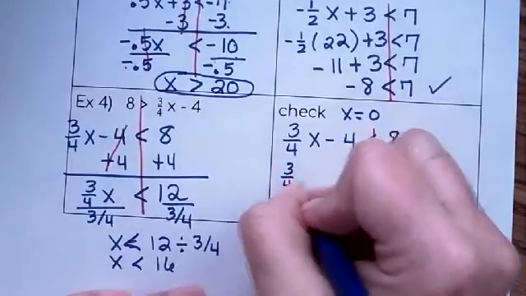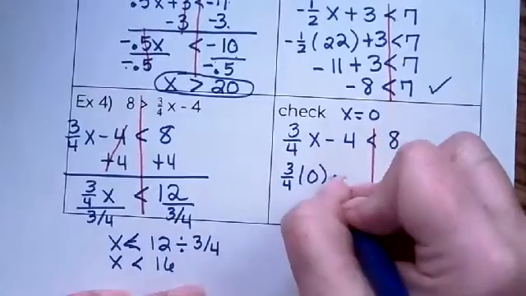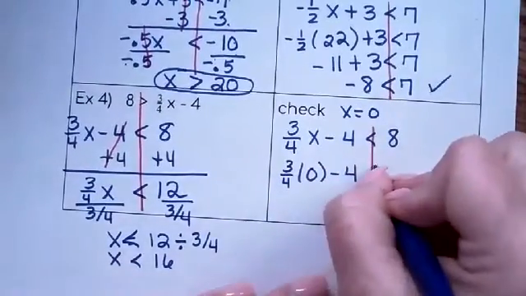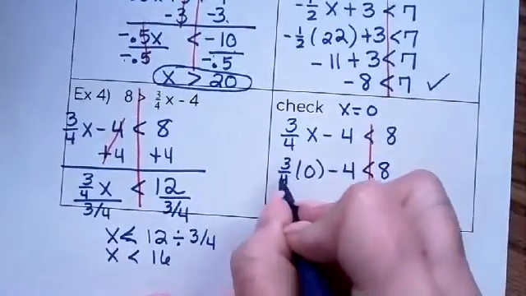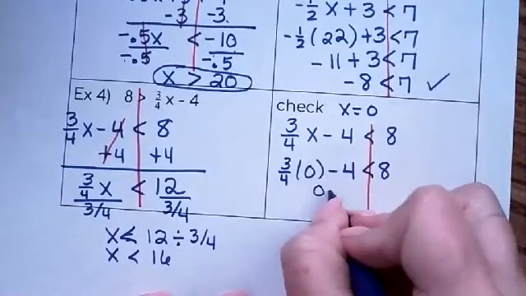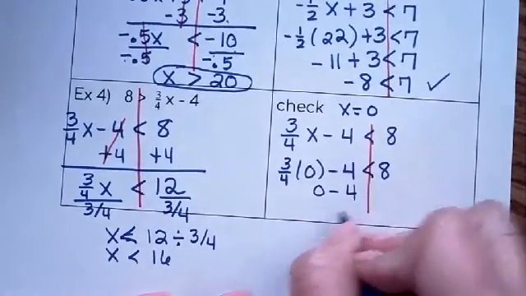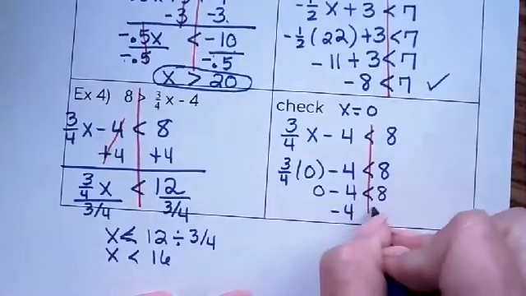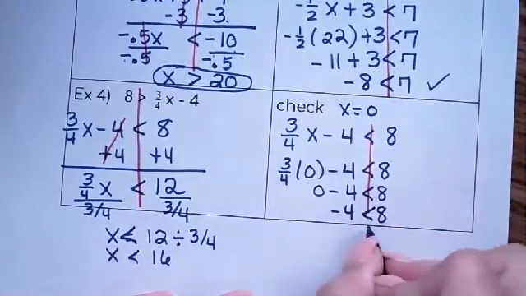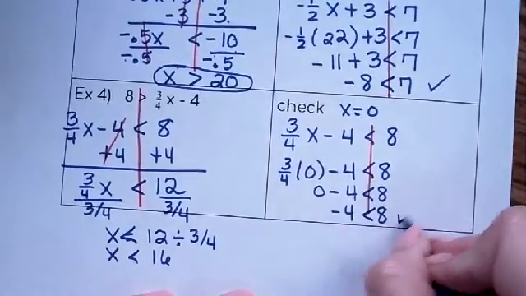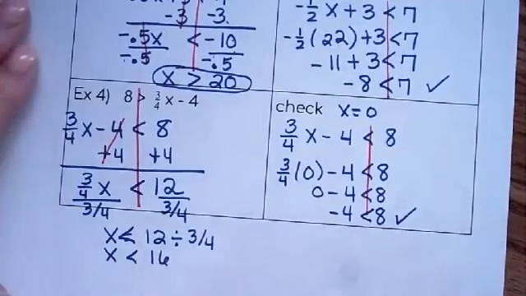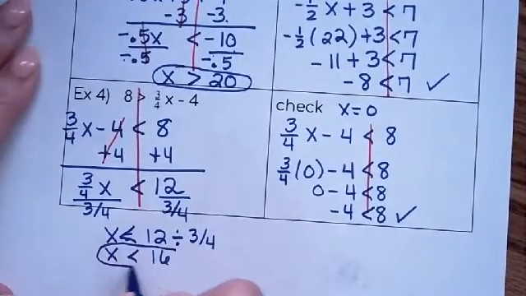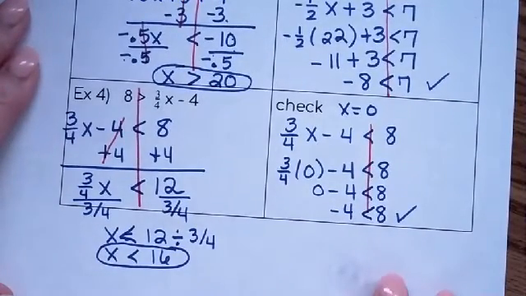So 3/4 times 0 minus 4, and that's got to be less than 8. Well, 3/4 times 0 is 0. 0 minus 4 is negative 4, right? Is negative 4 less than 8? Absolutely. Again, a negative number is always smaller than a positive. So that makes that my correct answer.